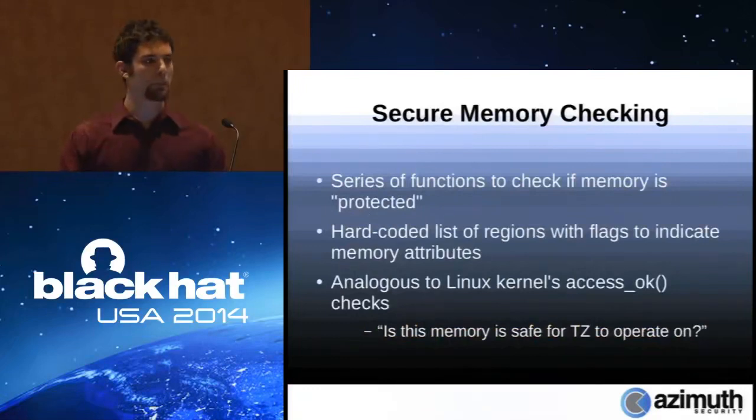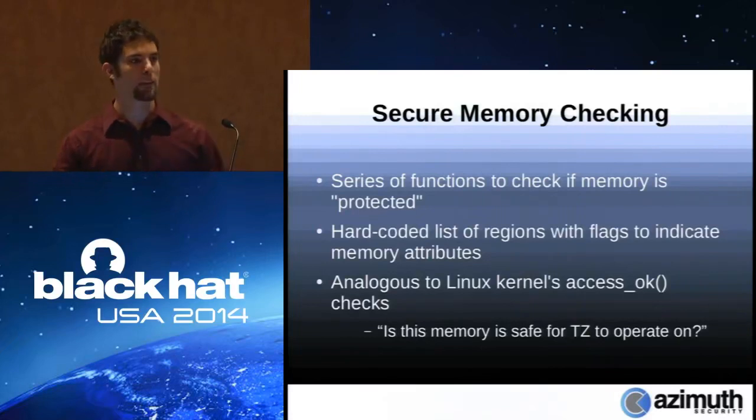The way these secure memory checking functions work, they're actually a series of functions that are designed to check if a range of memory is considered protected. And the way they implement this is entirely in software using a hard-coded list of regions with various flags that indicate various memory attributes. So when this top-level secure range checking function is called, QSEE iterates over this list of regions and checks that the specified region doesn't overlap with anything that's considered protected and returns a value appropriately.